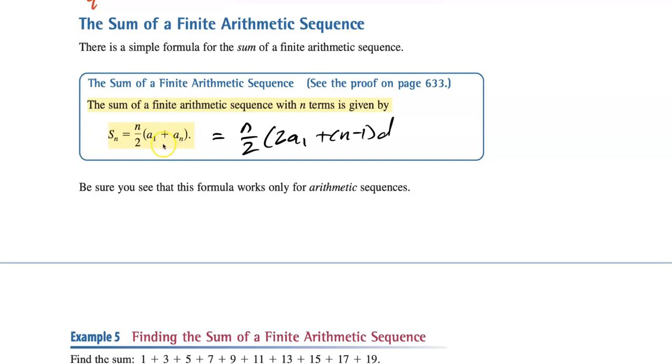If you use this one right here, which looks more basic, you have to make sure you have an. A lot of times people forget. They think it's just n. It's not, it's an. So you have to have that term. So if I want the sum of the first 10 terms, make sure this is the 10th term, not 10.